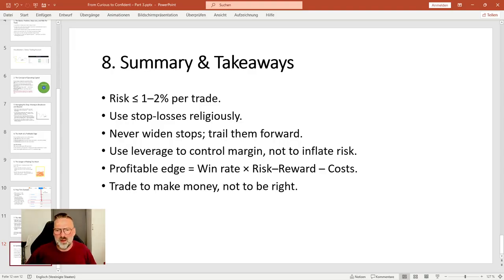So, a profitable edge has 3 elements: win rate, risk to reward, and cost of trading. And finally, trade to make money and not to be right.